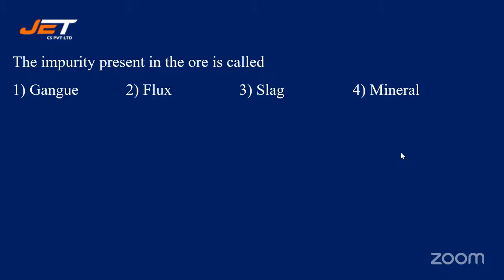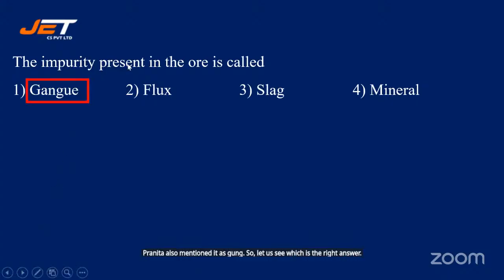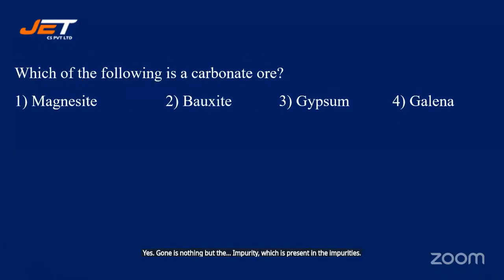Afia mentioned it as minerals. Ashwita has mentioned it as gangue. Pranita also mentioned it as gangue. So let us see which is the right answer. Yes, gangue is nothing but the impurity which is present in the ore. The impurities present in the ore are represented with the term gangue.